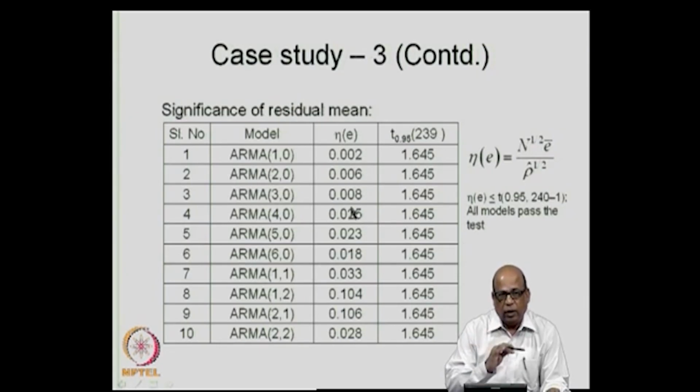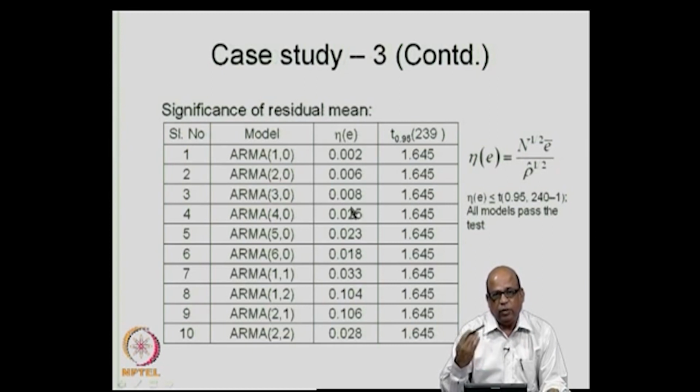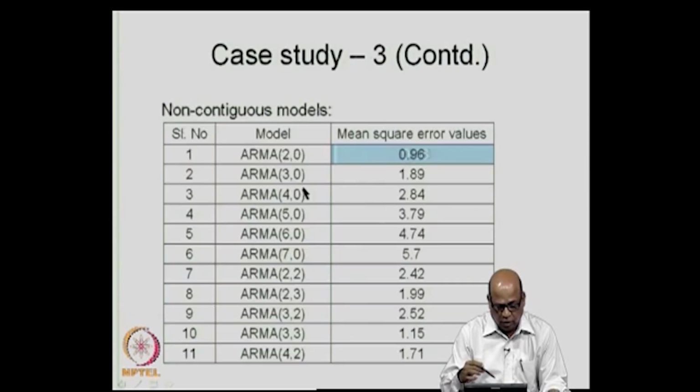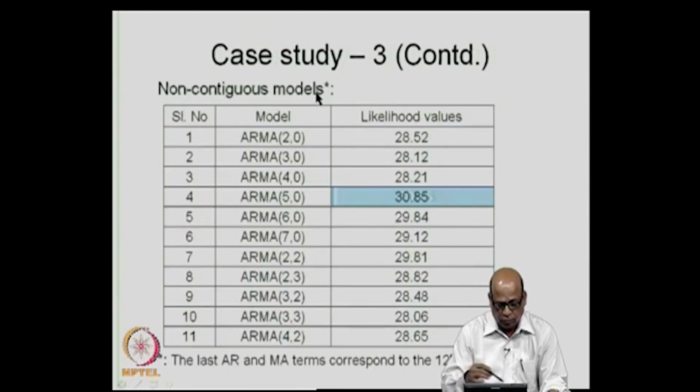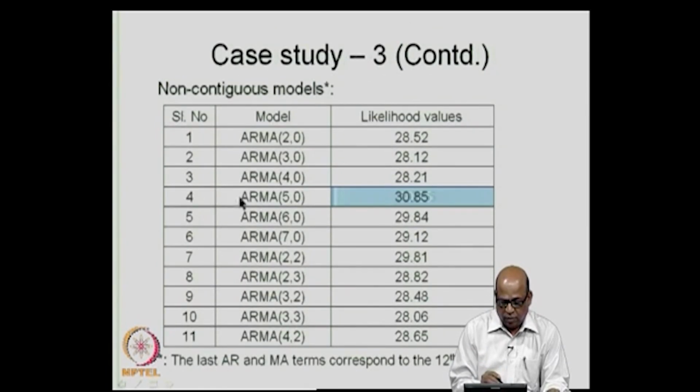Then you go to your likelihood values, see which is the next best model, then look for that particular model. Let us say that after ARMA 40 you had... let us look at which is the other model that you had. See, this was 30.85, the next value seems to be 29.81, which is ARMA 22.